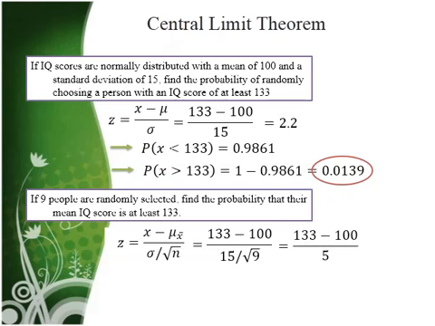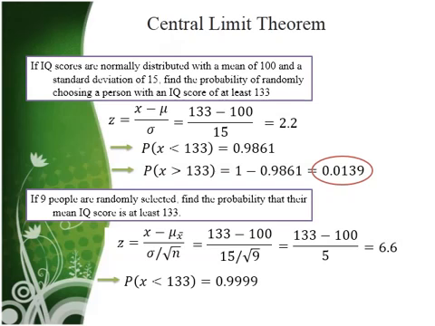Okay, continuing this calculation, we get 33 over 5, which comes out to 6.6. Now if we look up 6.6 on our table, again, this will get us the probability of randomly selecting 9 people, and their mean IQ score is less than 133. So looking this up on our table, we get 0.9999.